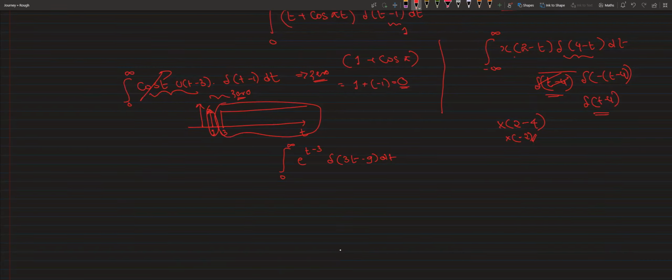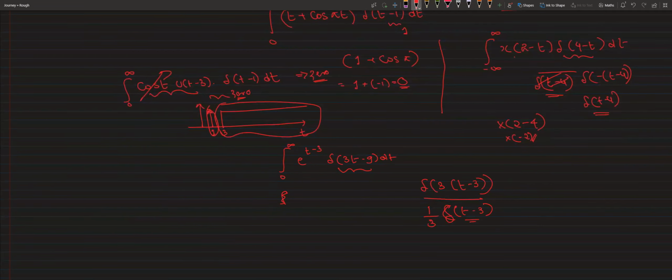How to solve it? You have to use this property of delta. Delta of 3t minus 9, can I say it is delta of 3 into t minus 3? So this again, can I further simplify? It is nothing but delta of alpha into t, so this will become 1 by alpha, that's 1 by 3 into delta of t minus 3.